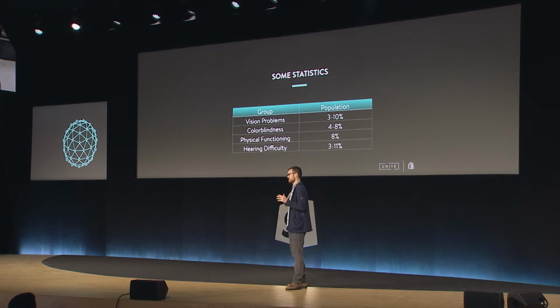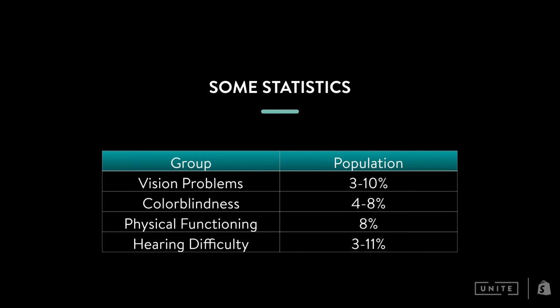So when we're talking about who everyone is, from a customer's perspective, these are just some rough statistics of disabilities in the United States. Vision problems and color blindness are the quintessential ones that people think about when they think about accessibility in web design. Physical functioning, so an ability to use an input device like a mouse versus some users who are only able to use something like a keyboard or a different assistive technology.